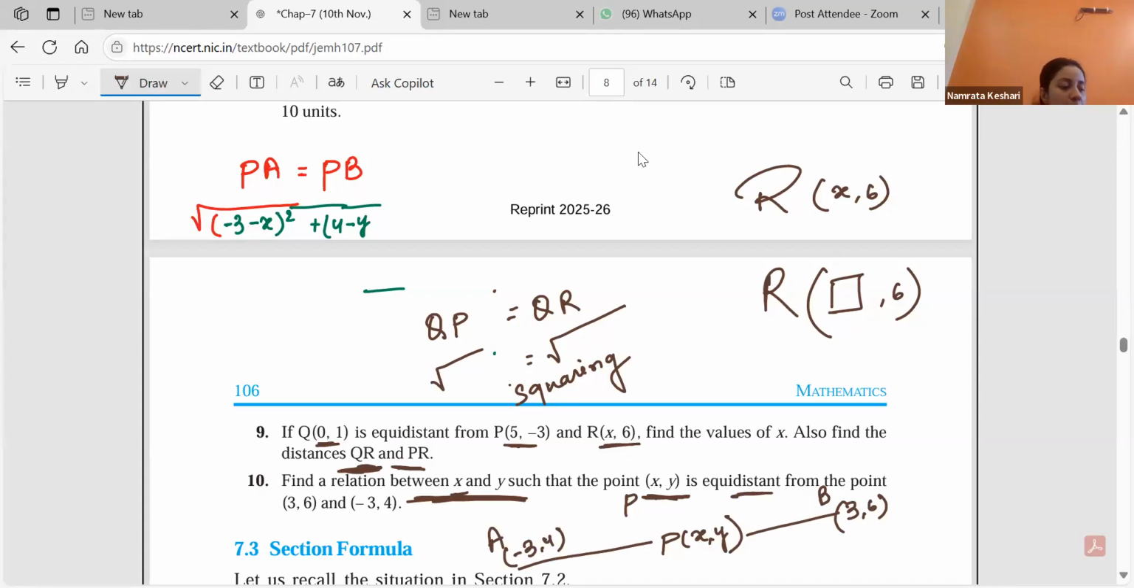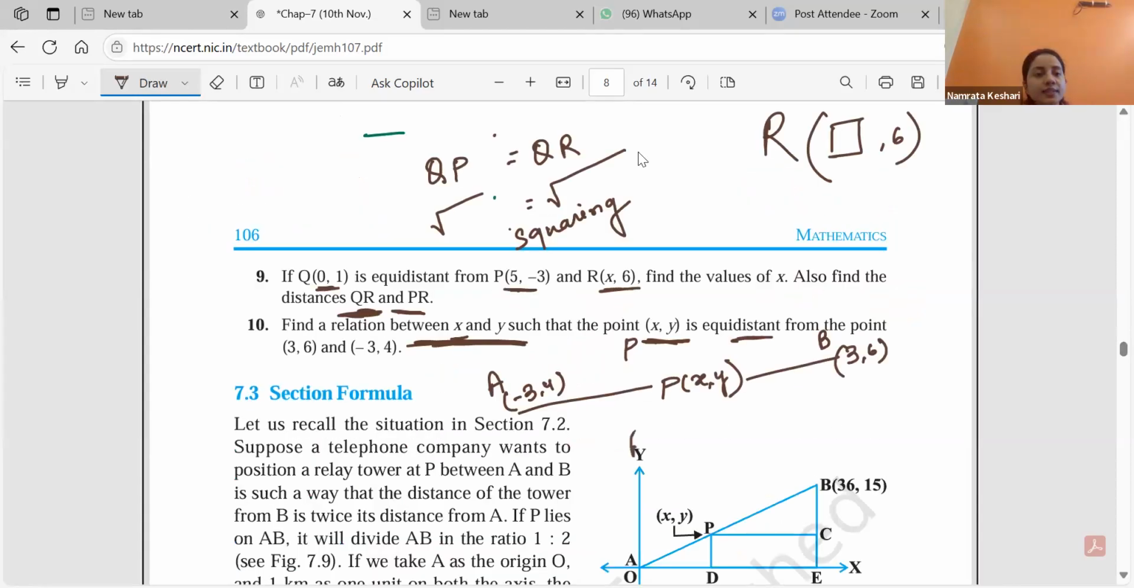If you use the distance formula for this AP, and the distance formula for this BP, you will get one equation containing x and y. Getting it?